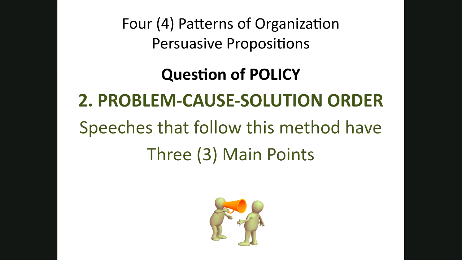The second pattern of organization for these persuasive propositions on questions of policy is problem cause solution order. When we have speeches that follow this method, they have 3 main points. So the problem solution order had 2 main points, right? Problem cause solution order naturally follows 3 main points.